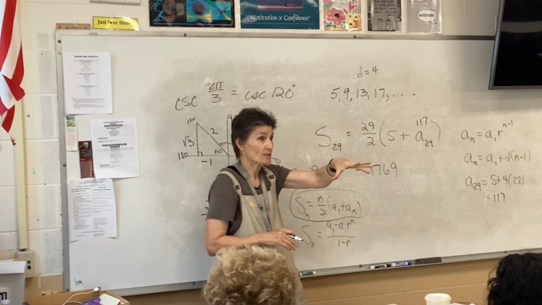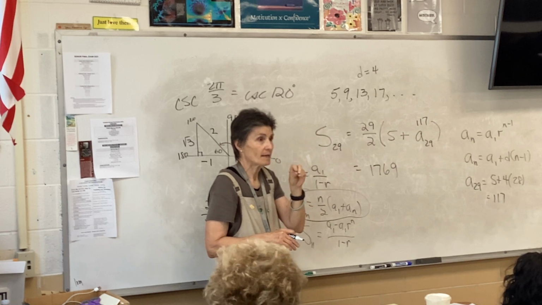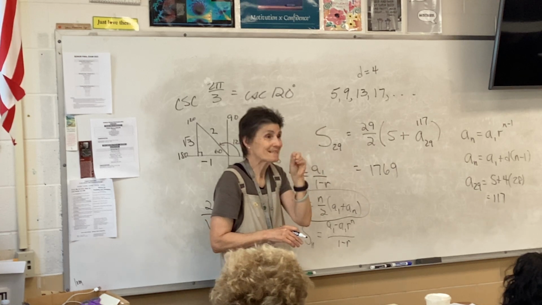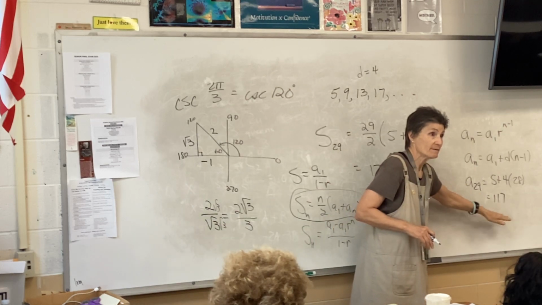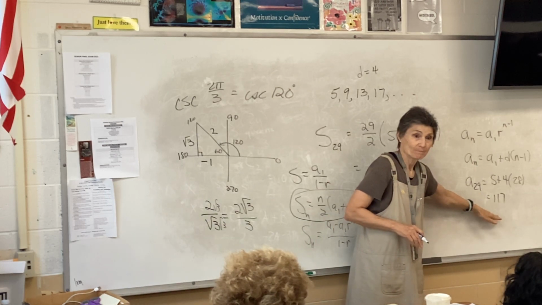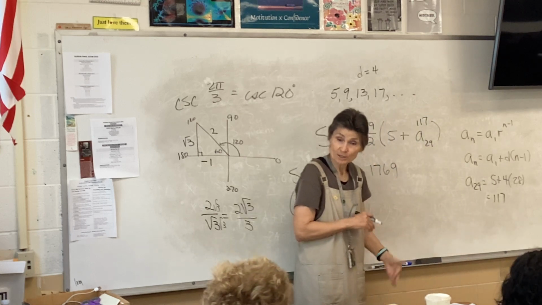Now, you need to make sure that you are reading this problem carefully, because we did this because Josh said, find the sum of 29 terms. If it had said, find the 29th term, then we would have just stopped right here, right? That's the 29th term. That's the 29th number in the list. So you just gotta read it carefully.